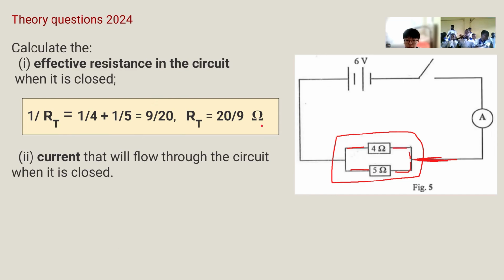Is everything clear? Yes. Okay. Now let's calculate the current that will flow through the circuit. I think you should be able to solve this one. Find the current. Voltage is given here to be 6 volts. The resistance is 20 over 9.